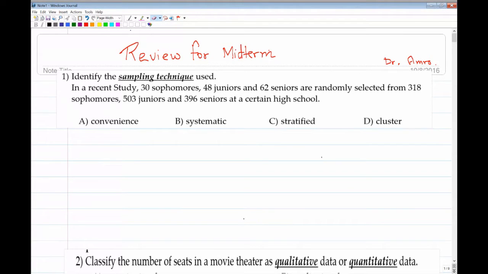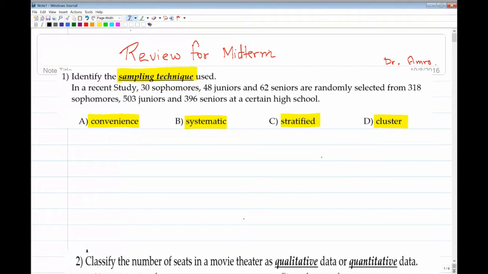Okay, this is the review for the midterm. We're going to go over the most important items on the review. In the first question, they discuss what we call the sampling technique. You can see four of them right here: convenient, systematic, stratified, and cluster. We want to explain them first before we read the problem.